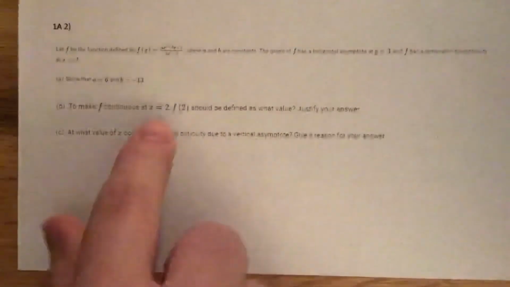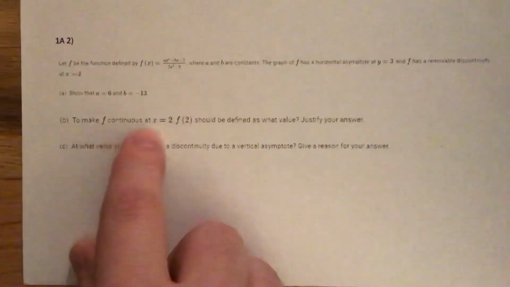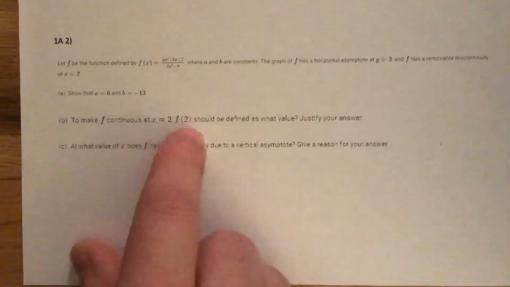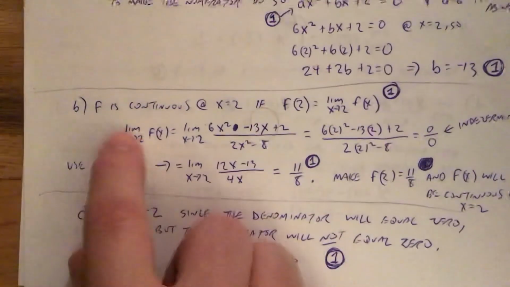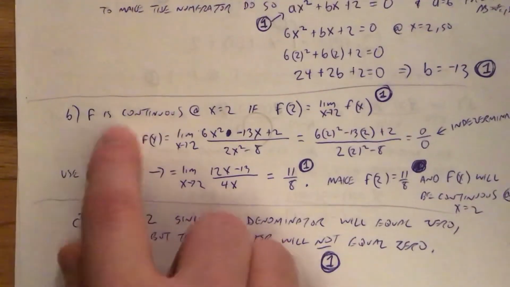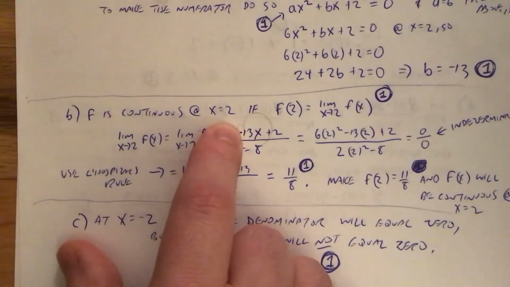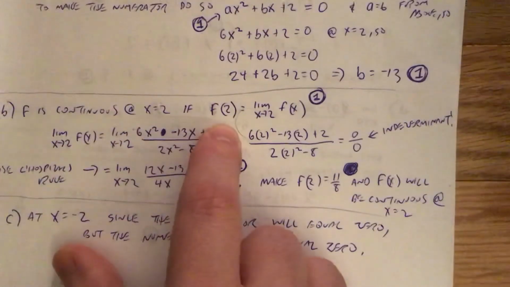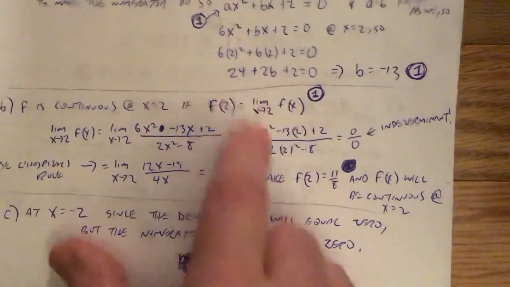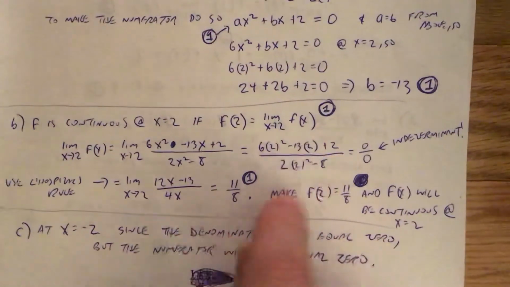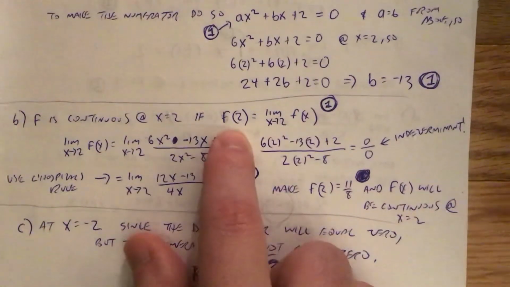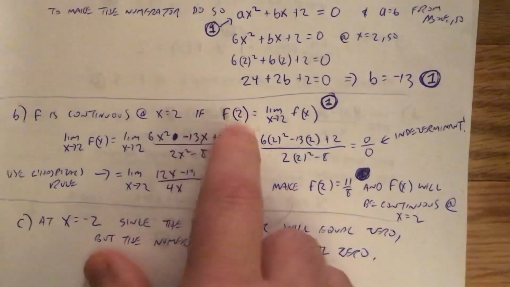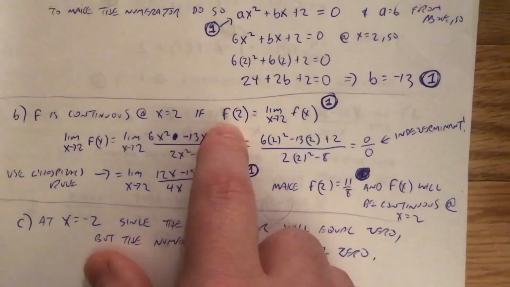The next part was to find the value that would make f continuous at 2. So we already know that there's a removable discontinuity at 2. What value would remove it? Well, if f is going to be continuous at x equals 2, it's going to have to be true that f of 2 equals the limit as x approaches 2 of f of x. So basically the left side limit and the right side limit are encapsulated in this thing, and it has to equal the function value.